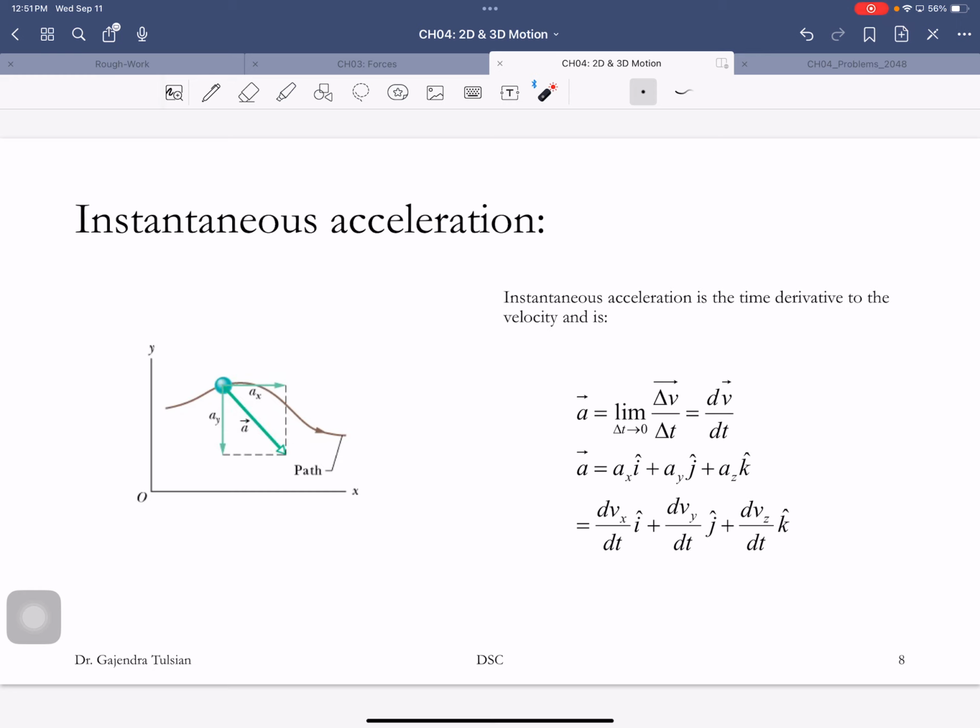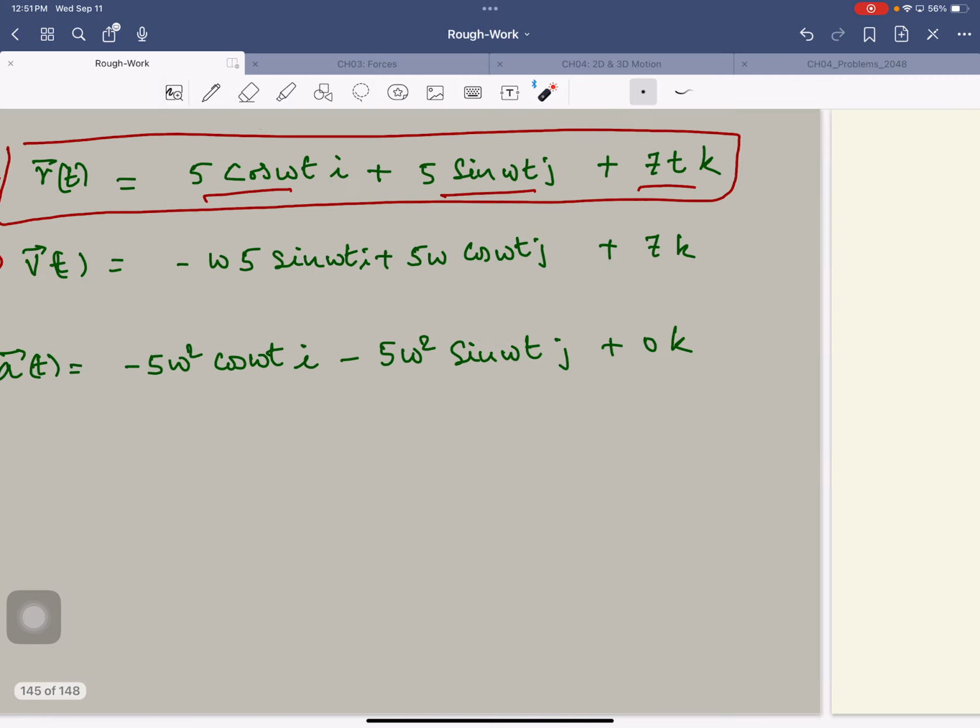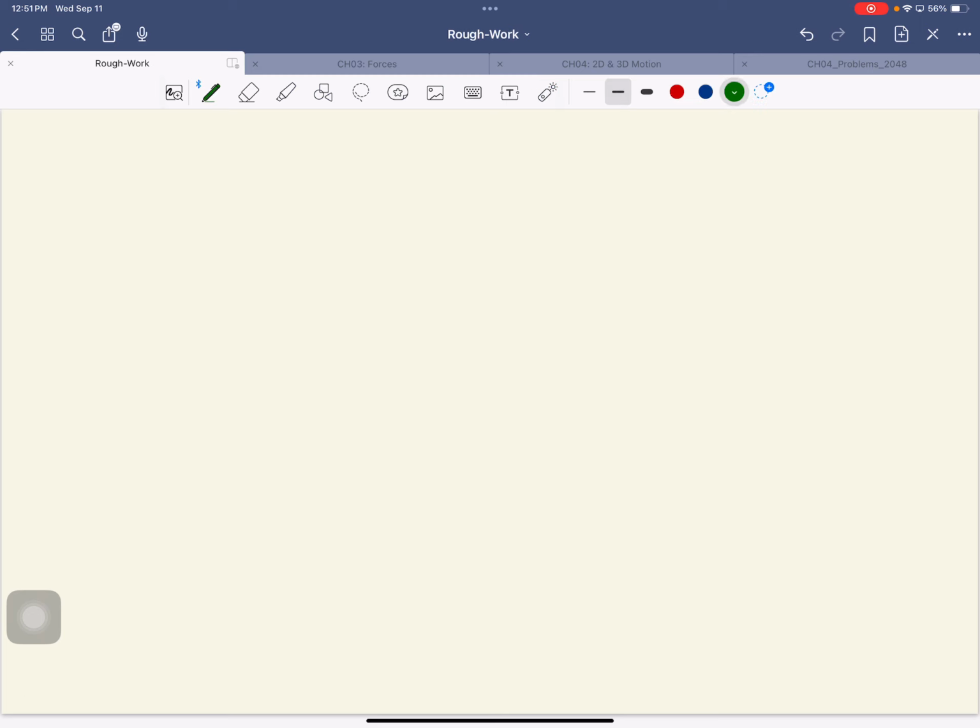Here's what you want to notice about acceleration. Velocity is always tangent to the trajectory. Let me give you a physical intuition. Let's say this is a curved road you're driving over. Now, if your speed is constant, then your tangential acceleration will be 0.